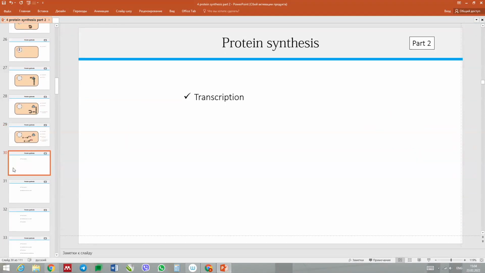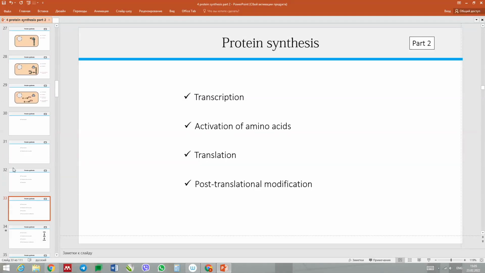So once again, to summarize everything, protein synthesis is composed of the following steps. First is transcription, next is activation of amino acids, then translation, and post-translational modification. And now I want to draw your attention to this simplified illustration of information flow inside of the cell.